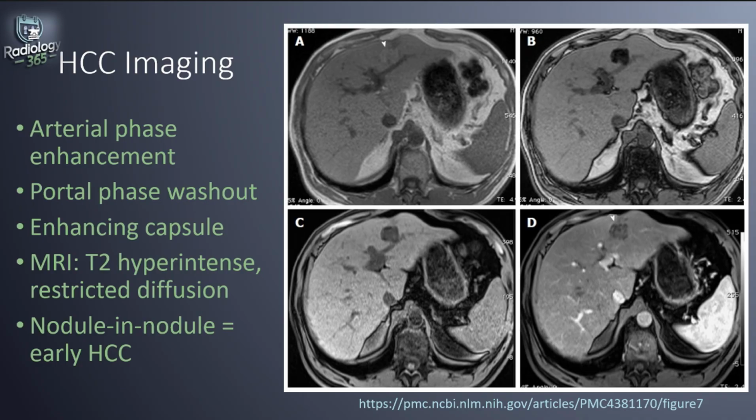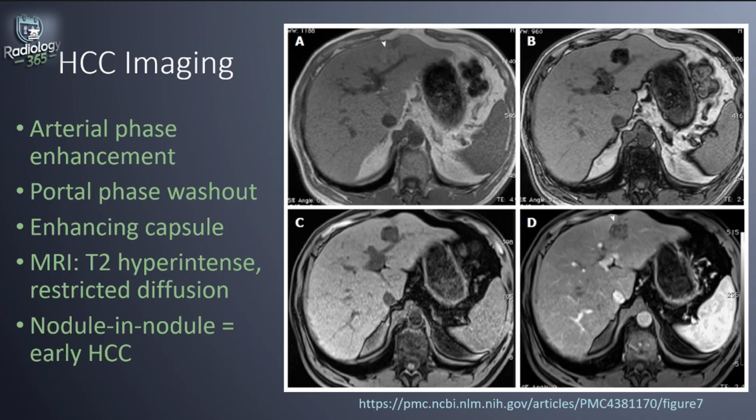The most important is arterial phase enhancement. This occurs because HCC develops its own neovascular supply. This is followed by washout in the portal or the delayed phase, which reflects the lesion clearing contrast faster than the background liver. A capsule appearance enhancing on delayed phase adds to the diagnostic confidence.